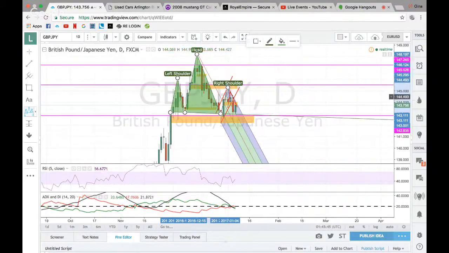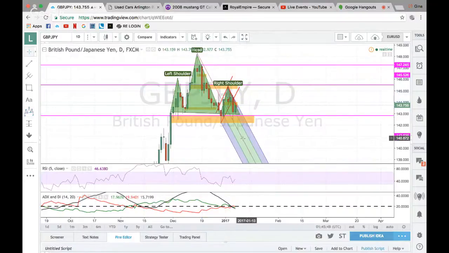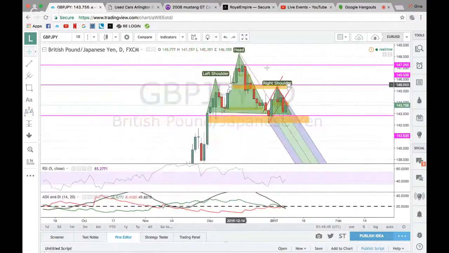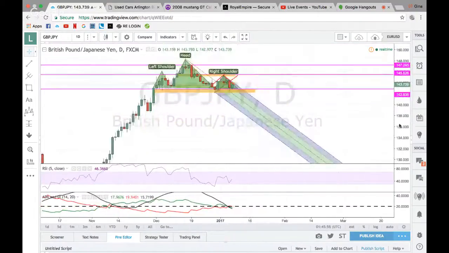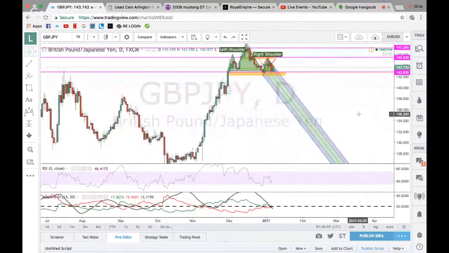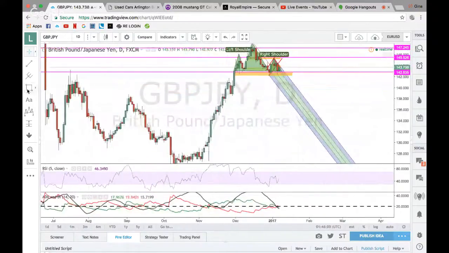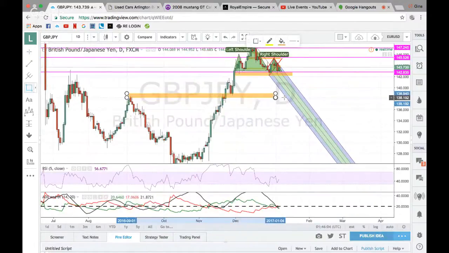Got the right shoulder. All right. This is a very popular head and shoulders pattern. What this is going to indicate is this downtrend that we have going right here. So a next long-term target could be down here in this area.